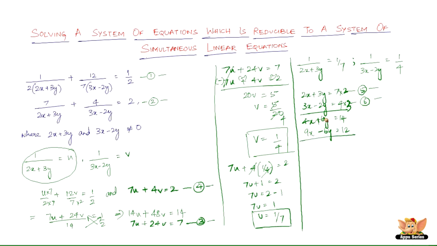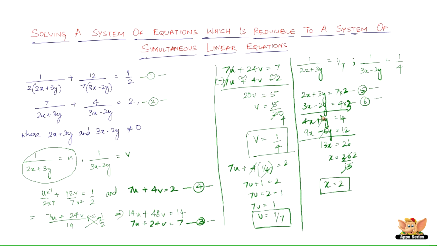Now we just have to add these two equations. The 6y and negative 6y get cancelled. 4x plus 9x is 13x, and 14 plus 12 is 26. So x equals 26 by 13, which is 2. So we found the value of x to be equal to 2. It's almost done. Now we just have to substitute the value of x in either equation 5 or equation 6 to find the value of y.